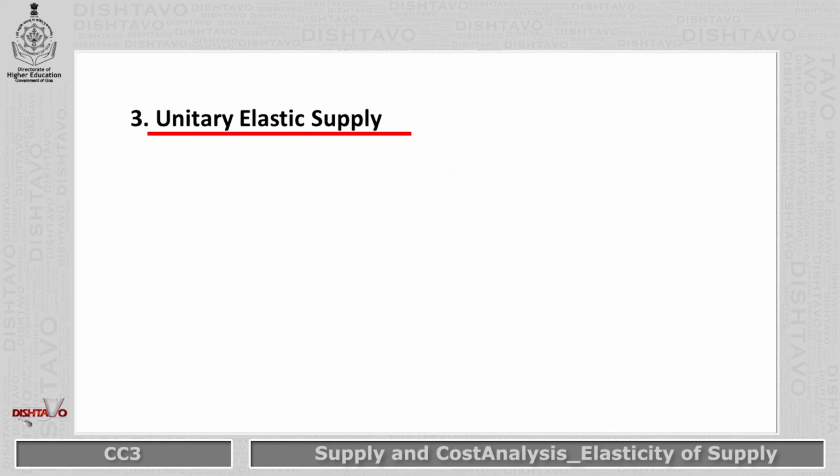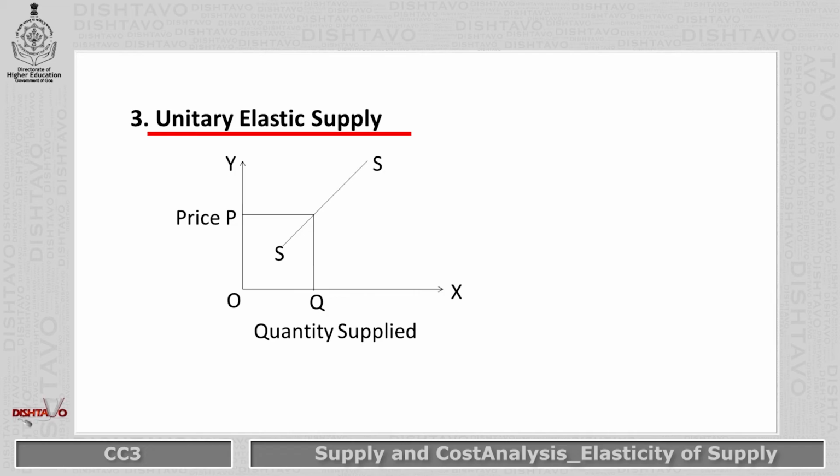Thirdly, we come to unitary elastic supply. The supply curve SS represents unit elasticity. Any variation in price is accompanied by equal proportionate variation in quantity supplied. Hence, ES is equal to 1.